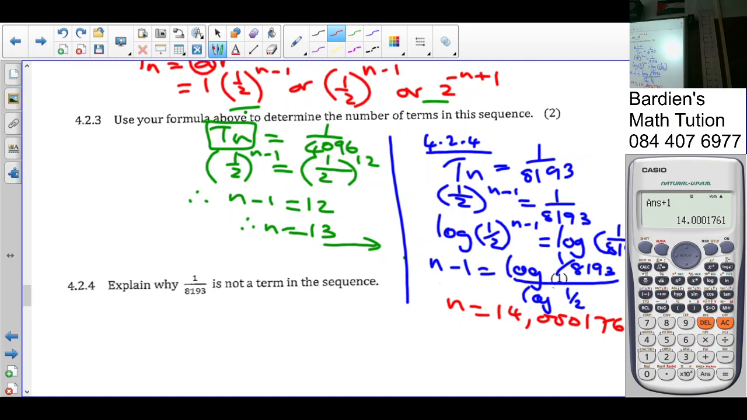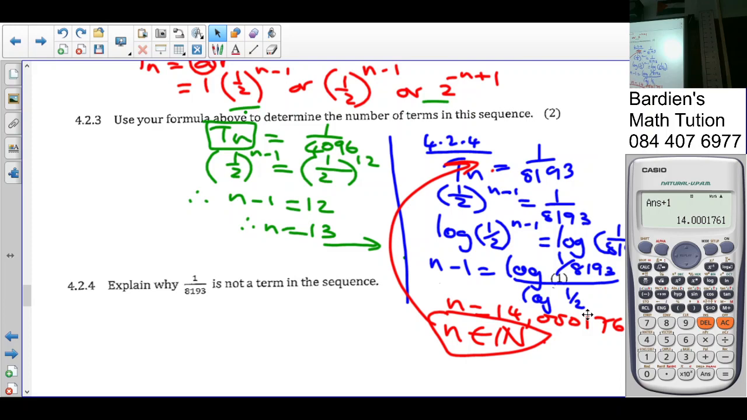But we know that n must be an element of natural numbers. Is that a natural number? No. Therefore, it cannot be a term in the sequence. Otherwise, if you had entered that right on top there, they would have given you the 1 mark. I'm just showing you why it's not the case.